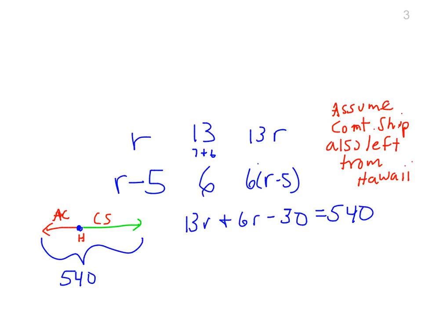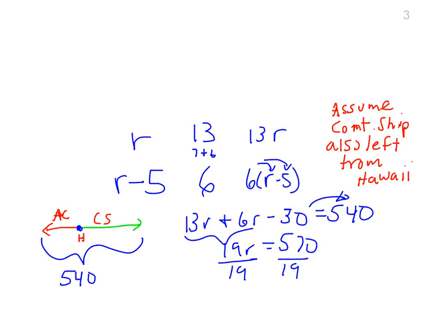Just distribute the 6 across. And then we have 19R is equal to 570, and it goes in evenly. Conveniently, 19 goes into 570 three times. And so the R is 30. Units, kilometers per hour. Great.